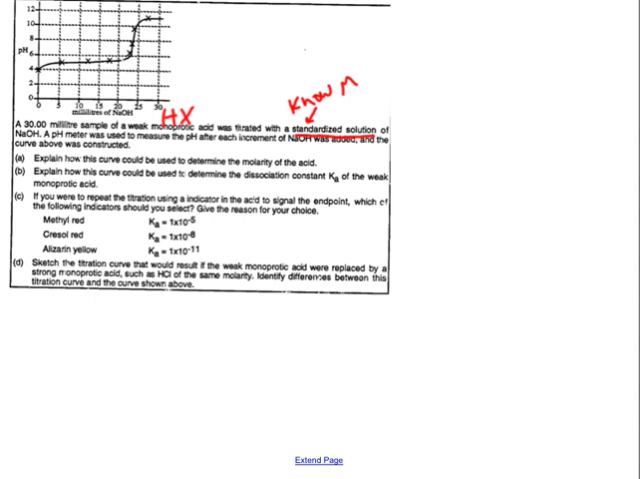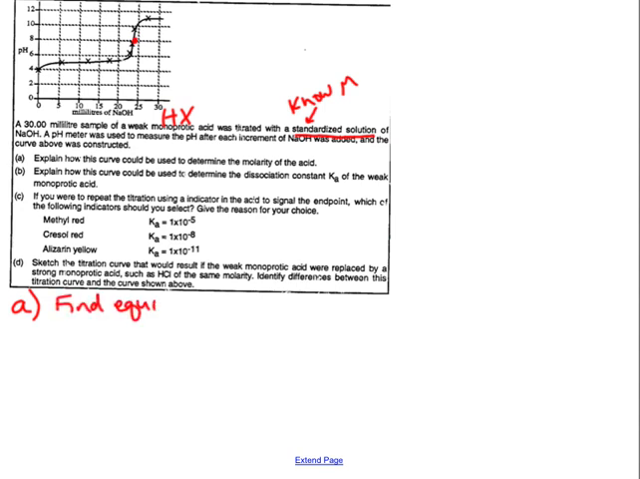A pH meter was used to measure the pH after each increment of NaOH was added, and the curve above was constructed. Part A says, explain how this curve could be used to determine the molarity of the acid. Since we don't have a lot of data here, they're not specifically asking us for the calculations. They want us to verbally describe how we would do it. So the first step is to locate the equivalence point on the curve, which is somewhere in the middle of the sharp rise.